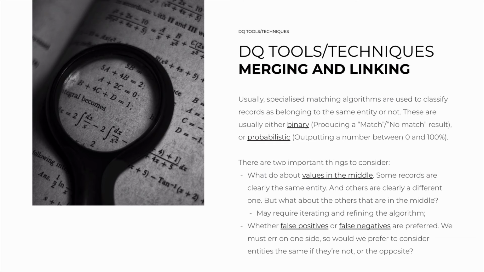very negative consequences. On the other hand, if you're doing the matching for marketing, for example, and you don't mind the occasional person getting the same email twice, you may prefer false positives. That is, you may prefer to consider leads the same person even if they're not. It depends on the situation and the business goals, but do keep in mind that you are going to have to lean towards one of the two.